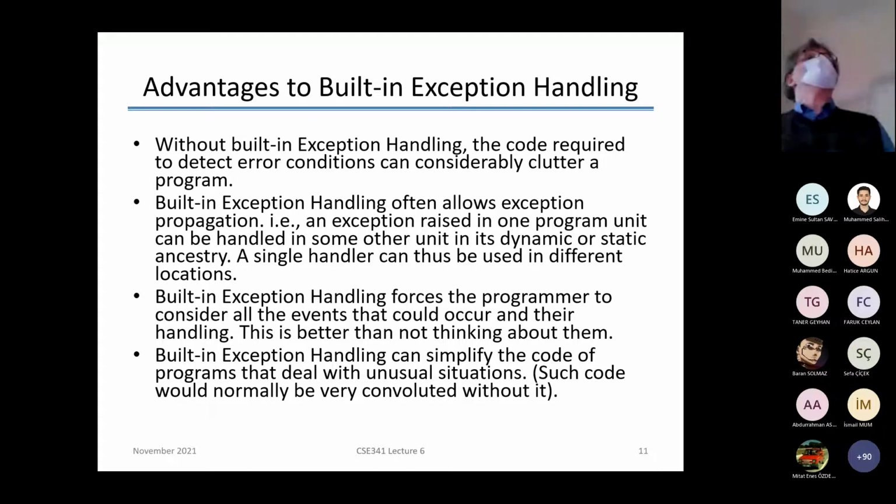Another advantage of this is exception propagation. If you have an exception raised in one block of your code or one unit of your code, it can be either statically or dynamically propagated to another block that is not part of that unit, or another unit of code that can still track that exception or handle that exception.